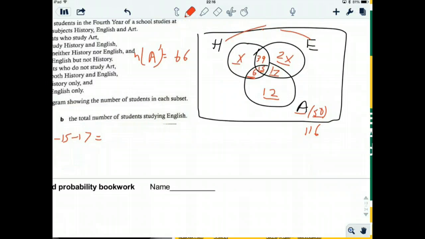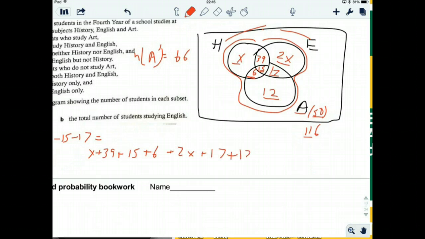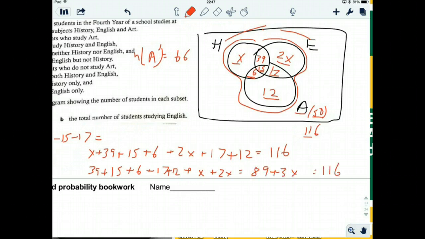So now if we want to, we could say all the people in these rings added together gives us the number total, which is 116. So why don't we try that? So we have x plus 39 plus 15 plus 6 plus 2x plus 17 plus 12. All the numbers inside the three rings gives us 116. So now we'll simplify that. We'll combine all the constant terms, and we'll combine the x terms. And that gives us 89 plus 3x, and so that's equal to 116.